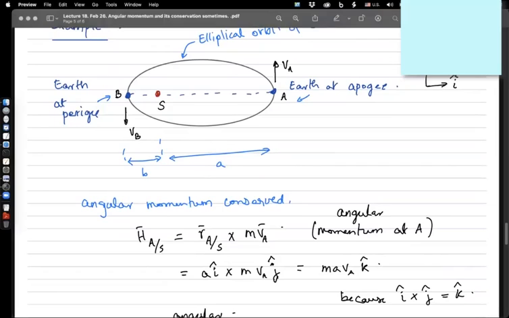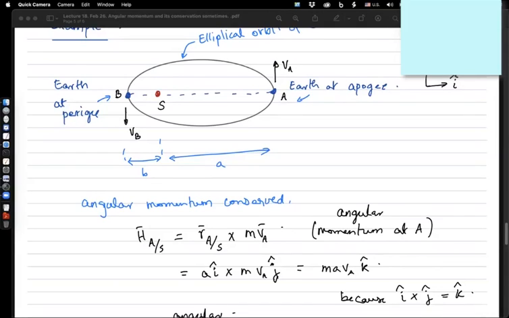So for angular momentum here, we're going to use the cross product. This is the definition, r cross mv. The velocity is going to be v_A times the j vector, so v_A times the j unit vector. r_A with respect to S is going to be this distance a times the i vector. So that's going to be this vector, SA. And then we can take the cross product.